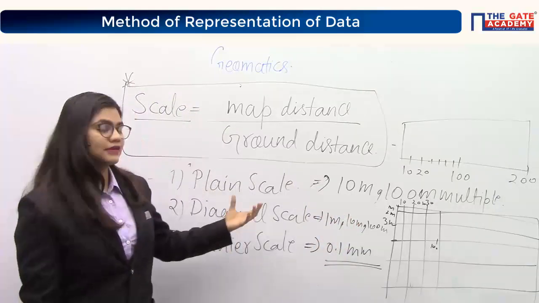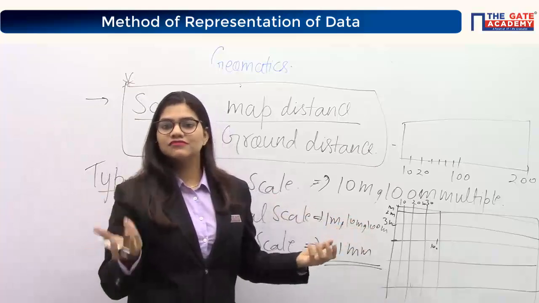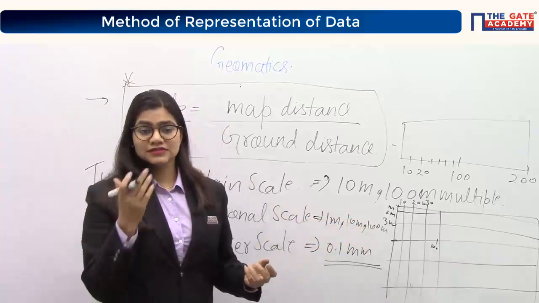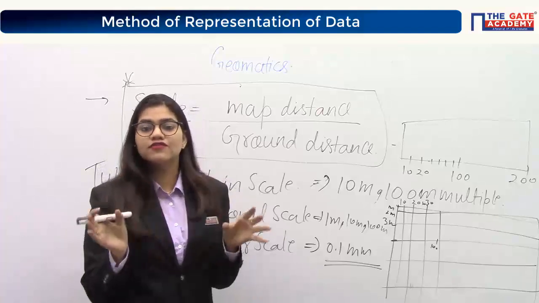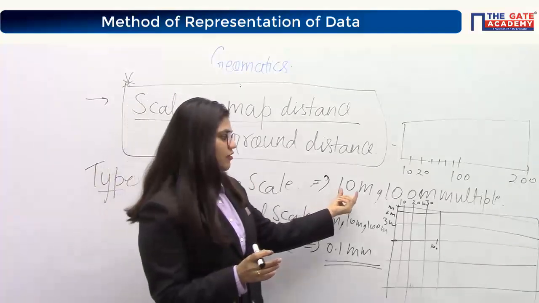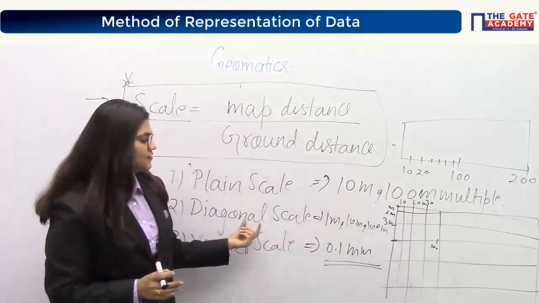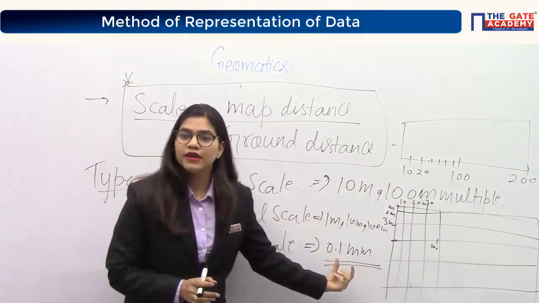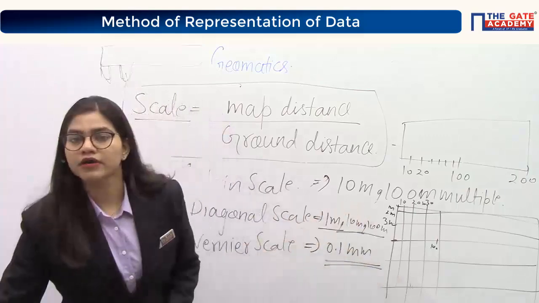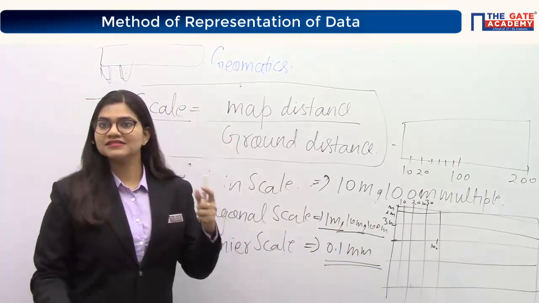Least count of plane scale is least. What is the meaning of least count? Least count is nothing but the least value you can read from the scale. So least count is 10 meter, and here least count is 1 meter, and here least count is 0.1 mm. Okay.